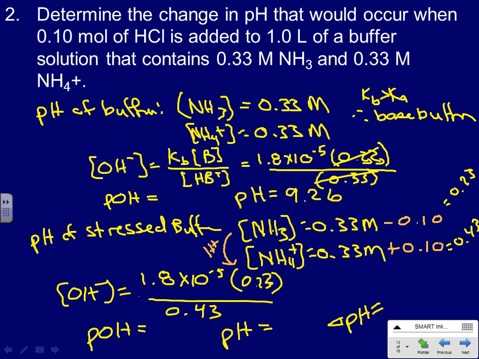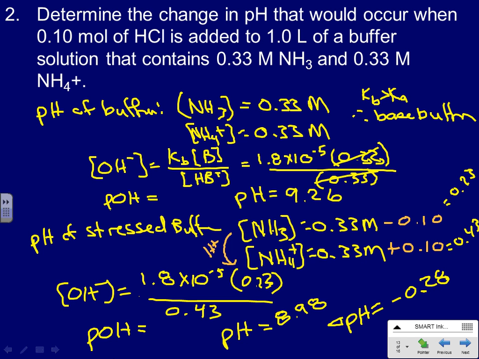Again, we should still be basic, because even though we added all this acid and we would think that the pH should shoot way down to being acidic, we still have our acid-base buffer here. And it's a weak base. Kristen, what do you got? 8.98. Delta? Negative 0.28. So again, a buffering effect. Didn't shoot straight down.